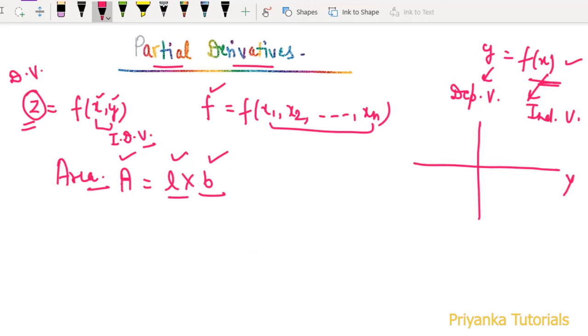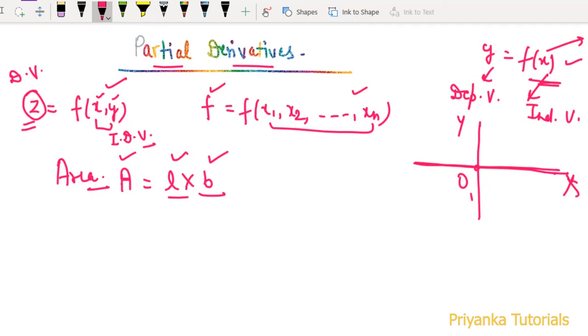Suppose this is the xy plane, and this is the origin. When you are working with y equal to f(x), you are working only on the real line, because you are taking x belongs to R. Suppose the domain is R. That means you are working only on this real line. But suppose you are working in 2D, when the independent variables are two, x and y, then that means you are working on this line also and this line also. Same for n variables. So this is the basic theory of how it comes and why we need it.